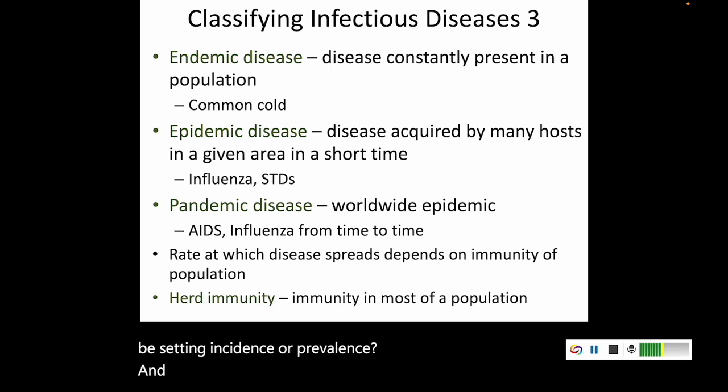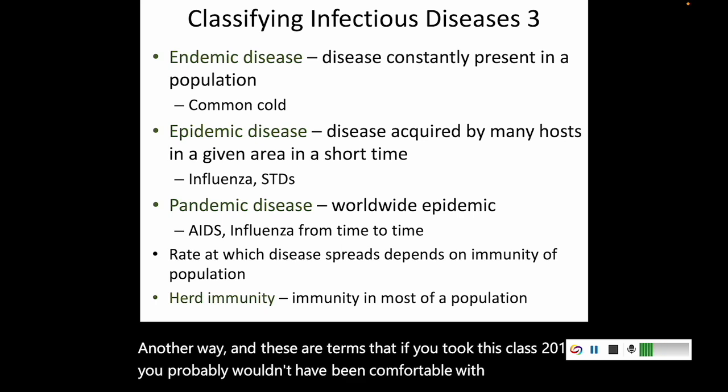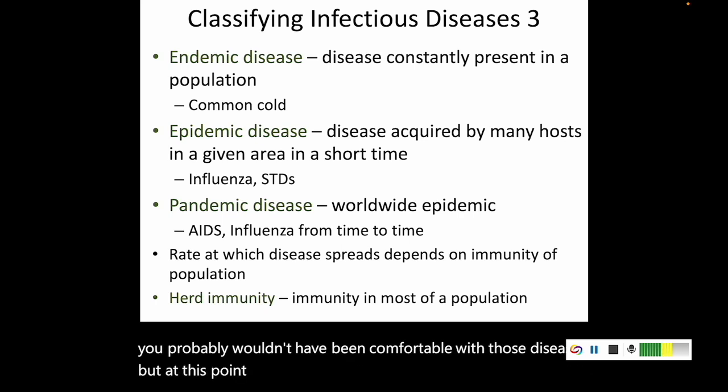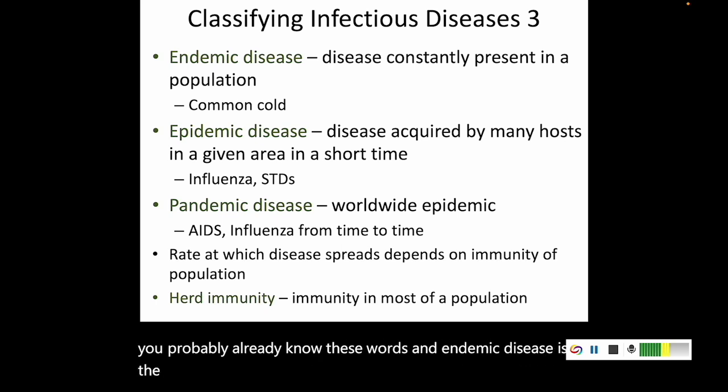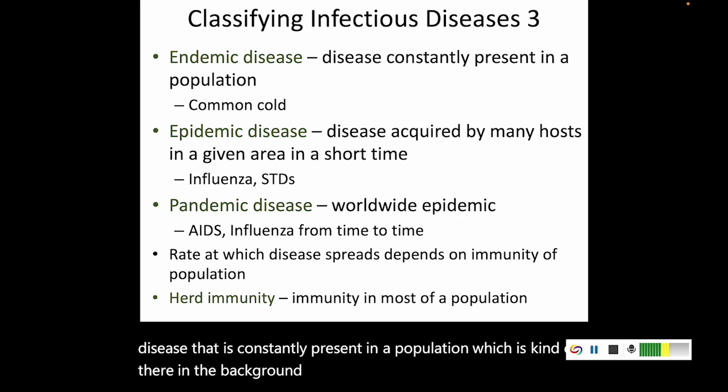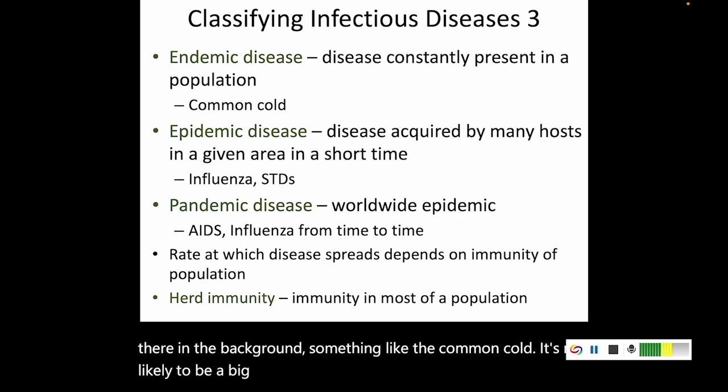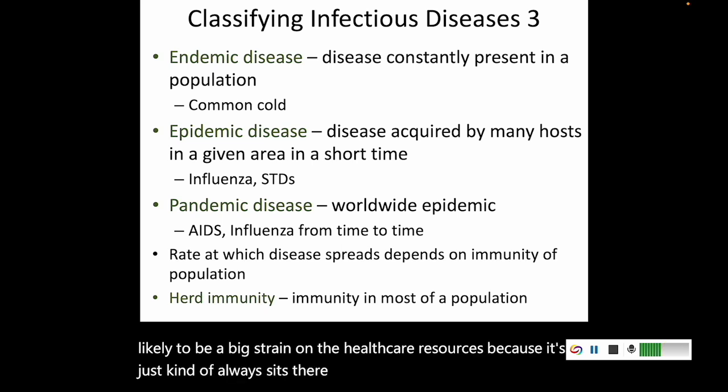Another way, and these are terms that if you took this class in 2018, you probably wouldn't have been comfortable with those diseases. But at this point, we've already heard these a lot in the news, so you probably already know these words. An endemic disease is a disease that is constantly present in a population, just kind of there in the background, something like the common cold. It's not likely to be a big strain on the healthcare resources because it just kind of always sits there at a background level.